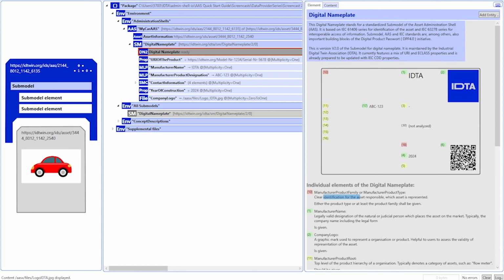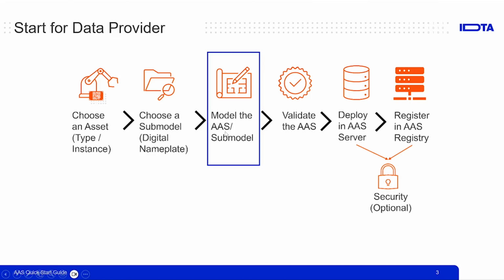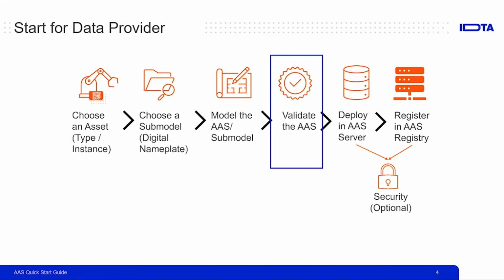So in this video, we have seen how to model the asset administration shell considering the digital nameplate as a use case for a car. Now, in the next video, we will be focusing on validating this asset administration shell. This step confirms if the modeled asset administration shell is conformant to the specifications of IDTA, or specifications of asset administration shell. So if you're interested in the validation part, let's meet again in the next video.